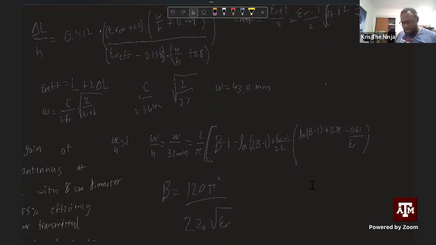Okay, so I said I was solving this. We know epsilon r is 1.7. So this is just 120 pi squared times 2 times 50 with the square root of 1.7. Then we just throw that in our handy dandy TI-84, hashtag not sponsored.